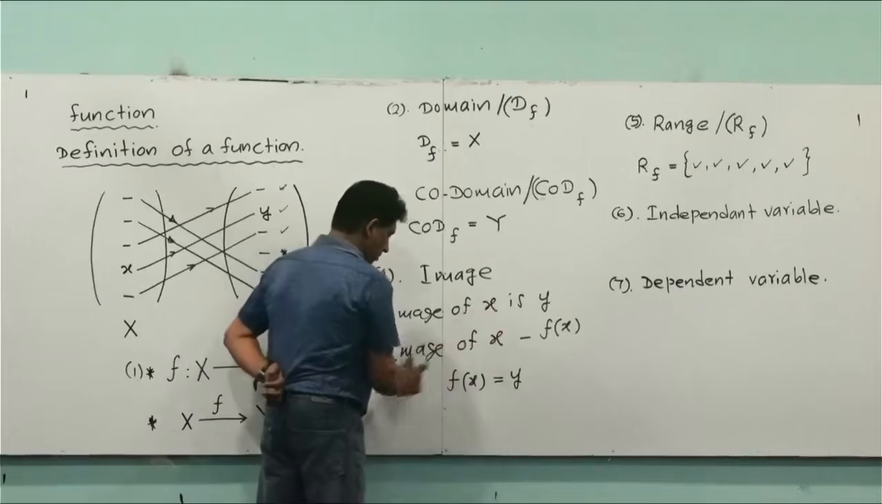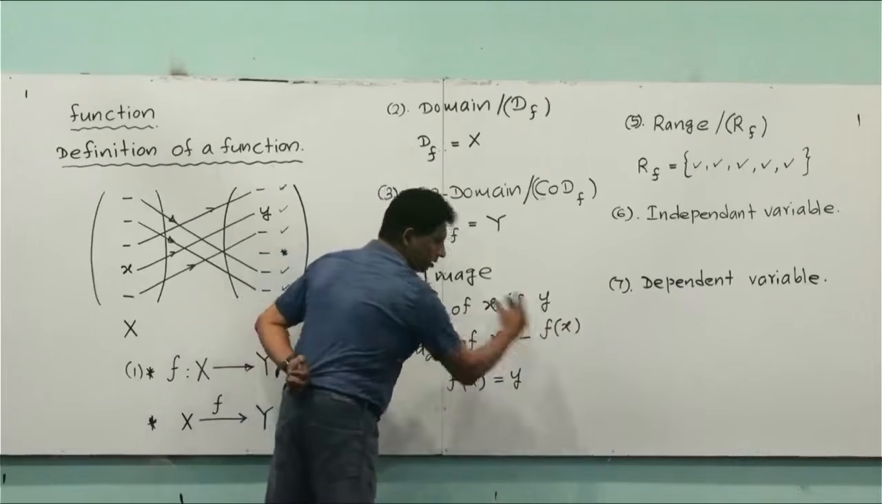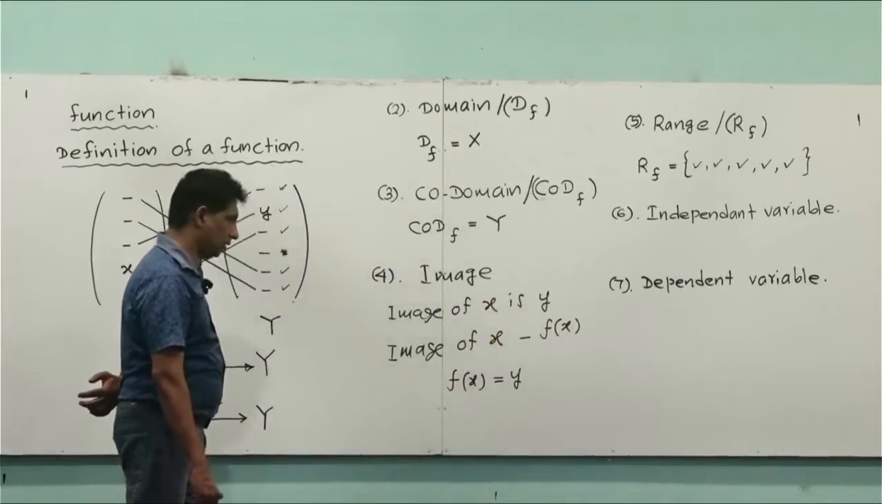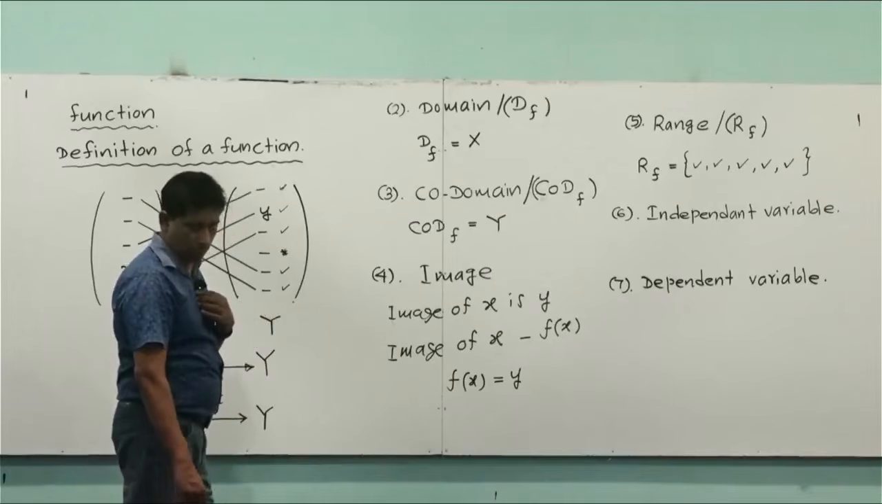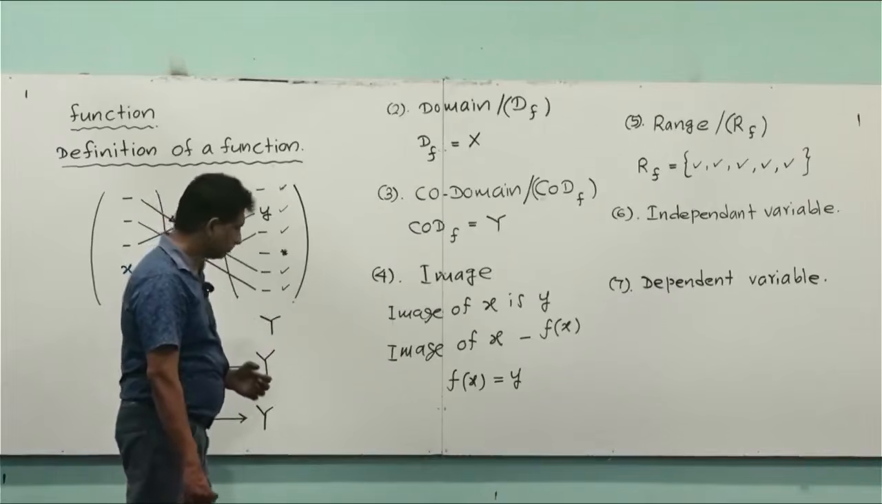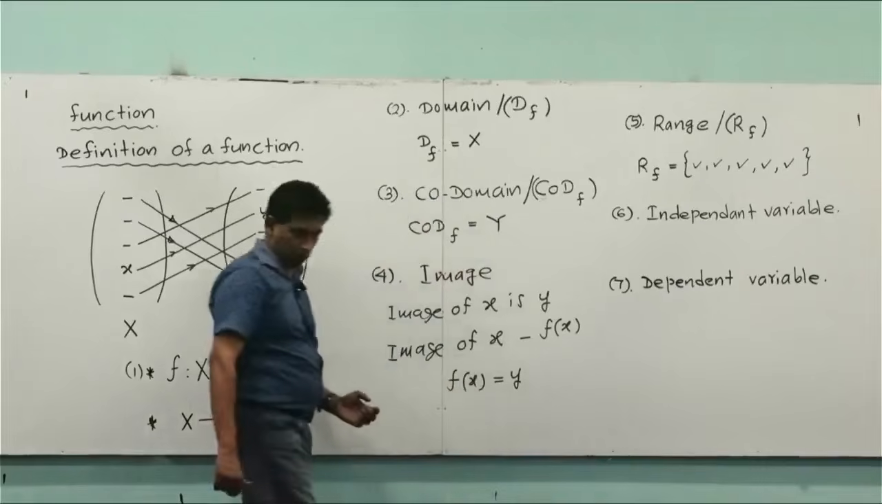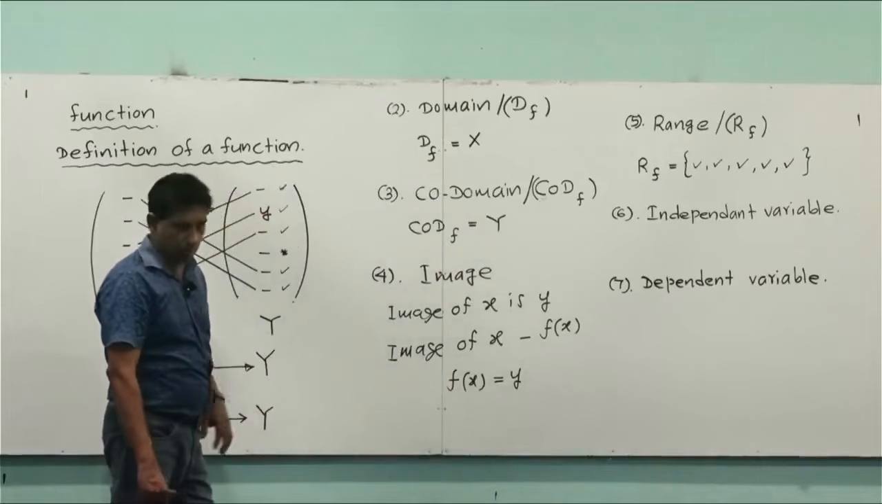Now write down the symbol. Image of X, we can write Fx. So we can write Fx is equal Y.